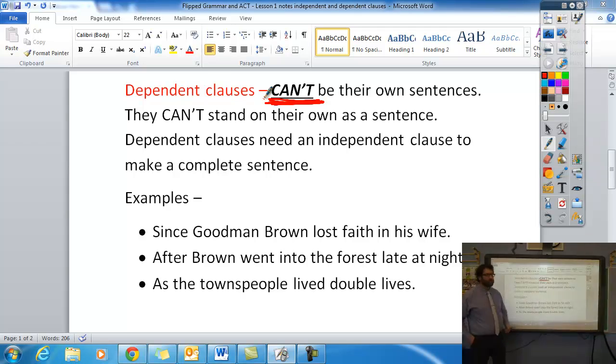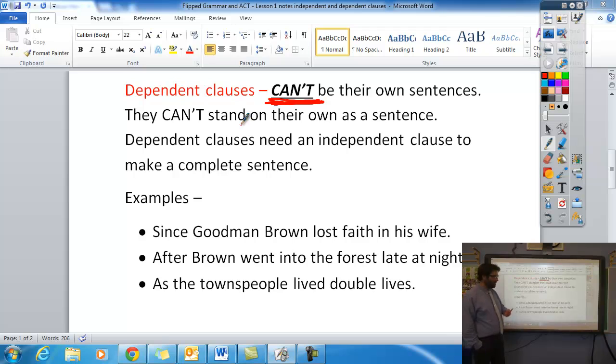So dependent clause. What does that mean? If it can't be its own sentence, why would we use it? Well, dependent clauses need an independent clause to make a complete sentence. Dependent clauses can't stand on their own. They depend on an independent clause to make it a sentence. Make sense? So let's look at some examples.